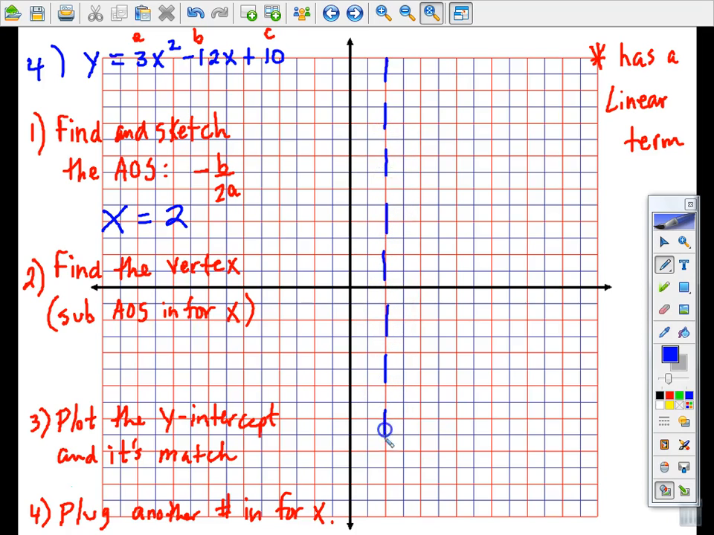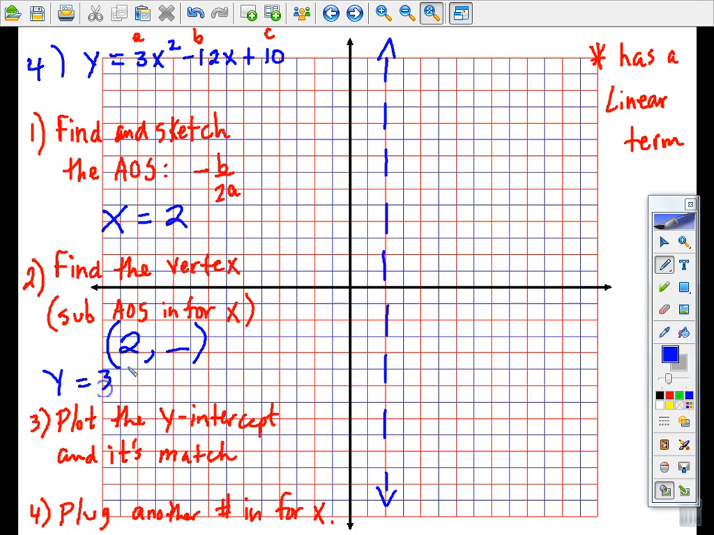Here's the AOS. Well, remember the vertex is on the AOS, or yesterday we presented it like the AOS always goes through the vertex. So our vertex has to be on this blue dotted line somewhere. And here's how I find it. Step 2. Whatever I got for my AOS, whatever that number is, I'm going to plug it back into the function for x. Because my vertex has to be the ordered pair to something. Y has to be some number. Well, I will know what y is when x is 2 when I plug 2 in for x in the function. So let's see what that becomes.